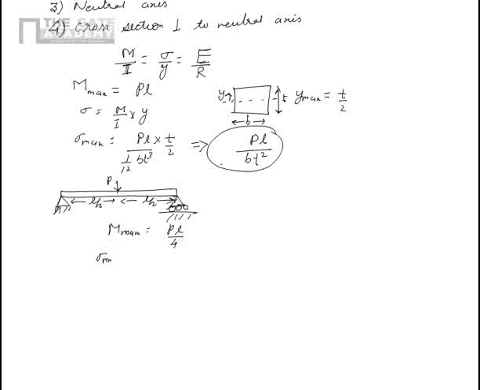So in case of this, the maximum bending stress will be given by PL upon 4 into t by 2 into 1 upon 1 by 12 b t cube. I just modify this equation. I get 3 by 2 PL upon b t square. That's the maximum bending stress in the simply supported beam with a load P at the center.